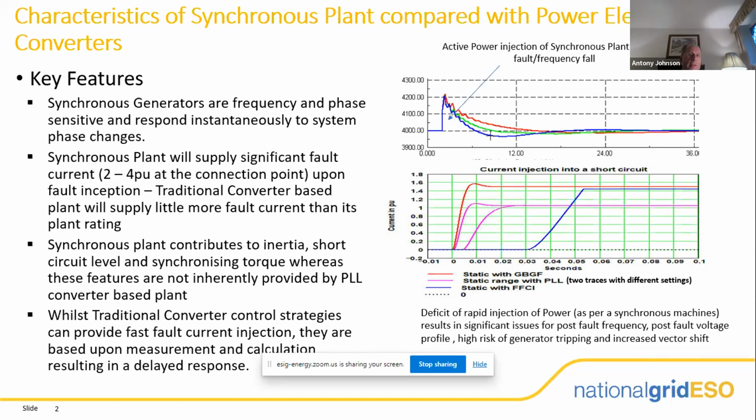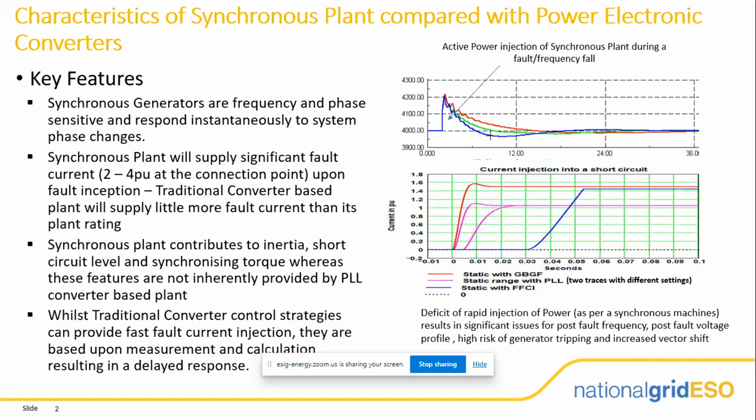And whilst traditional converter technologies provide fast fault current injection, they're often based on a measurement and a calculation, resulting in a delayed response. A lot of converter-based plants use phase lock loop control or similar technology. What that does is measure the phase angle of the AC grid's voltages to rapidly change the phase angle of the inverter internal voltage source, to stop changes in the inverter current by keeping the angle across the internal voltage and the terminal voltage constant during AC power transients, and that can cause some serious problems.